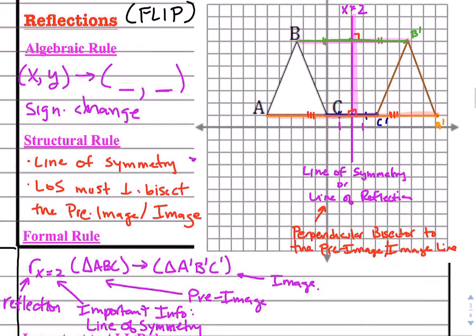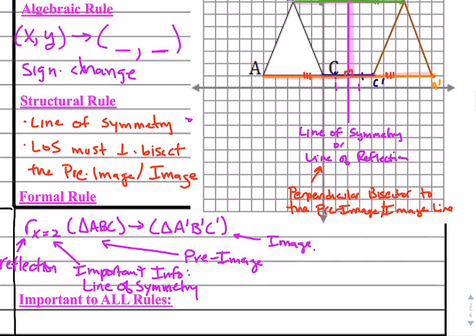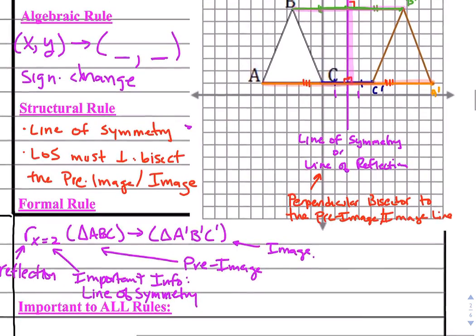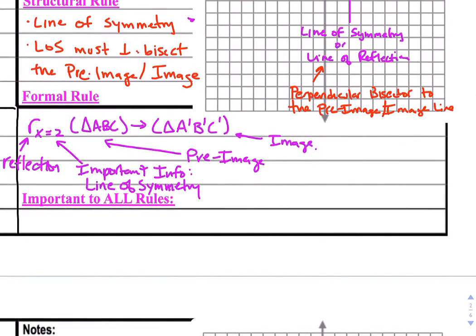The algebraic rule for this one isn't honestly that important because there's so many different variations. But the structural rule, you must show the line of symmetry and it must bisect those pre-image image lines. So the formal rule reflects the important part, which is the line of reflection. And so important to all the rules for this is that you must identify and use a line of reflection, or line of symmetry.